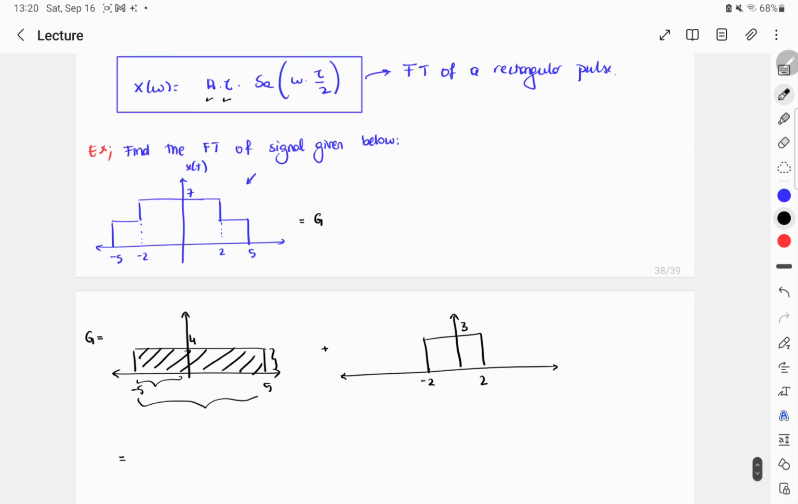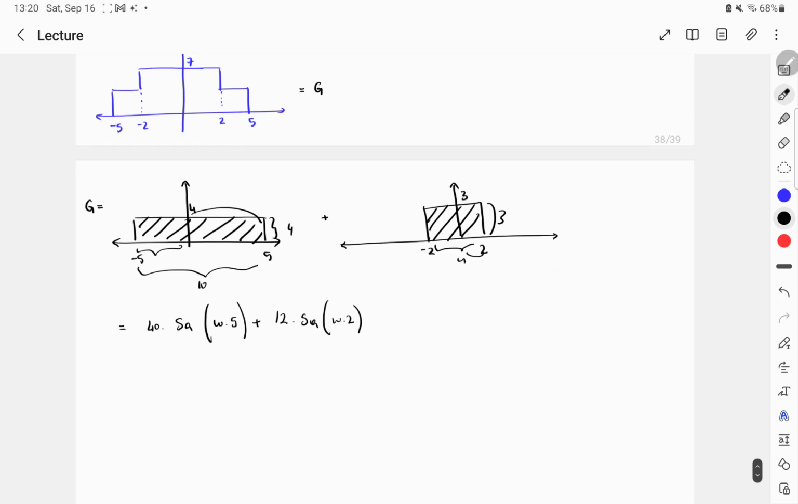So what do we do? Area is, here we have 10, here we have 4, and the area is 10 times sample omega tau over 2. What is tau over 2? Tau over 2 is this part, so it is just 5. And then we do similarly the area here. We have 4 here, 3 here, the area is 12 times sample. The tau over 2 will give us 2, so omega times 2.